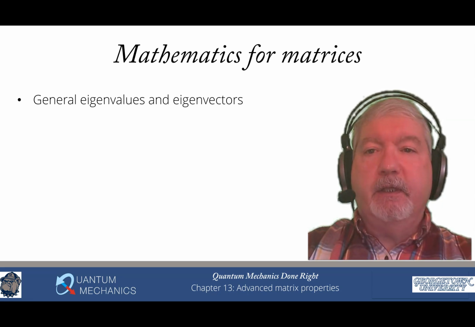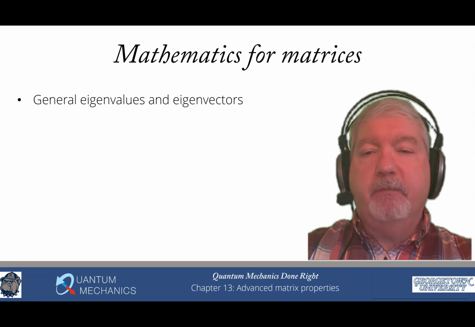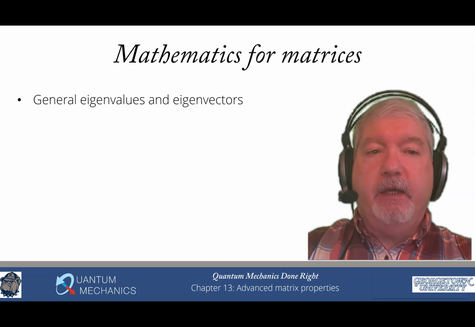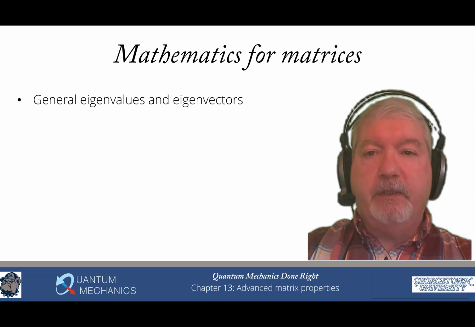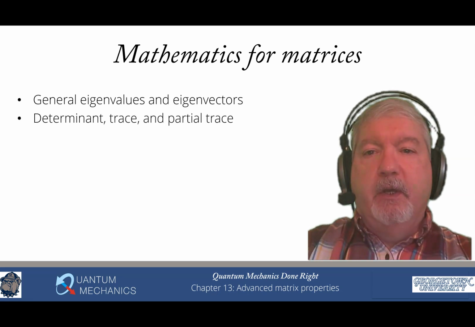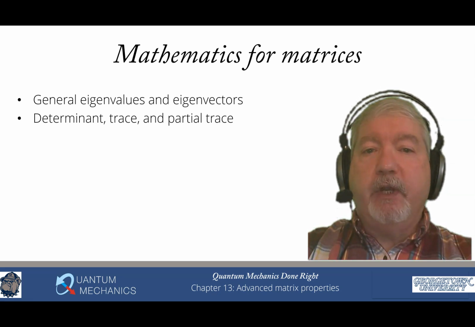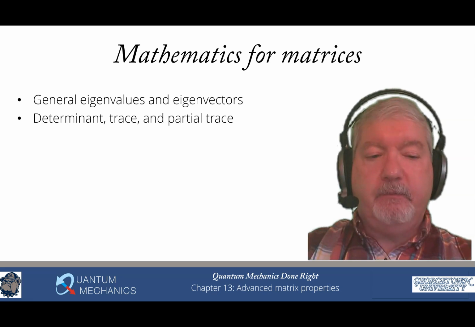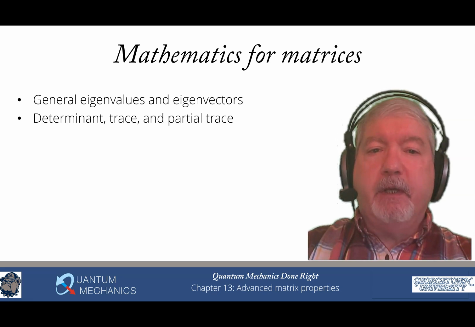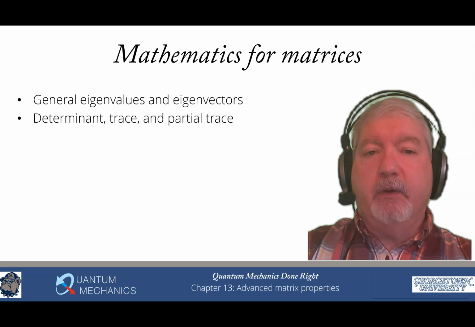We'll look at the eigenvalue and eigenvector problem in general, now that we have arbitrary n by n matrices that we'll be working with. We'll look at the interesting properties of matrices, such as the determinant, the trace, and the partial trace. Partial trace becomes very important when we look at decoherence.